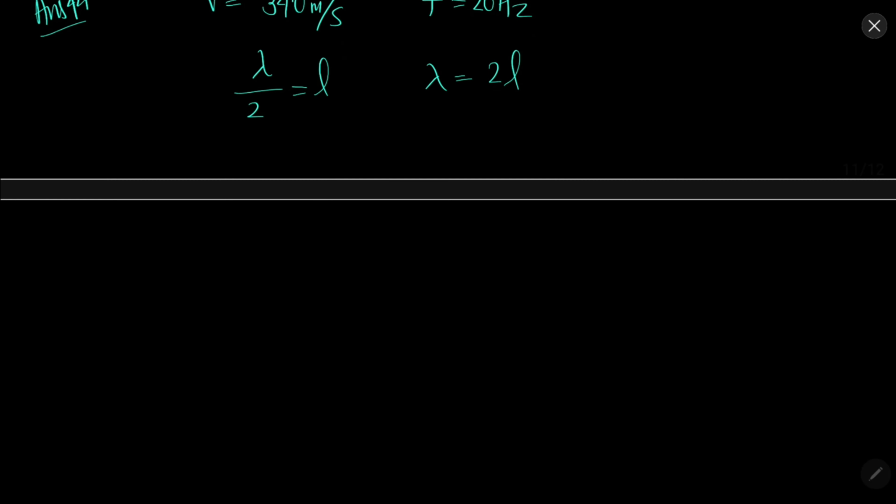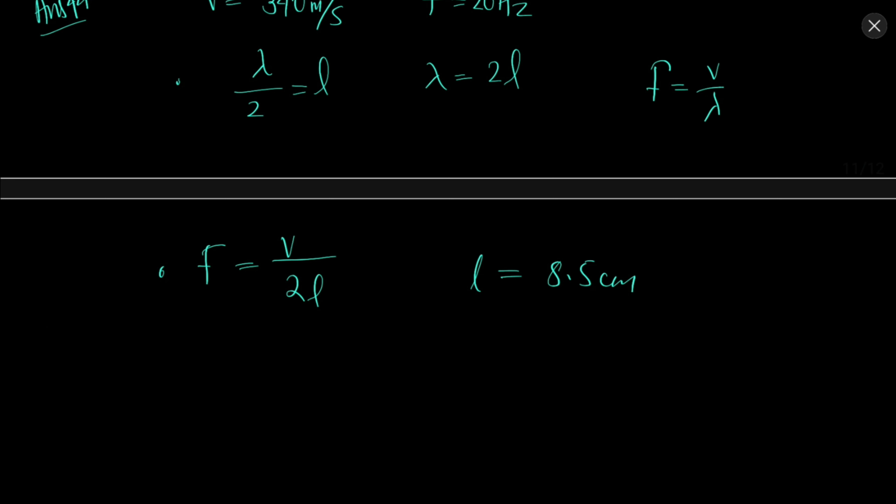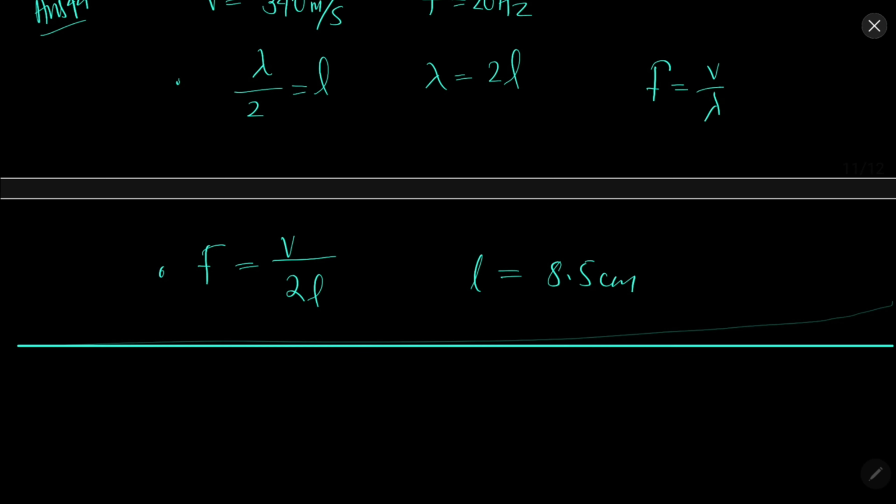So from here, what you can look is that velocity is, or you can directly use this formula also, frequency is equal to velocity over 2L. So by this you can do any formula. So from here L will come out to be 8.5 centimeter for the situation when wavelength is maximum and frequency is minimum. And similarly, if you want to find for 20,000 hertz, you can also find that.